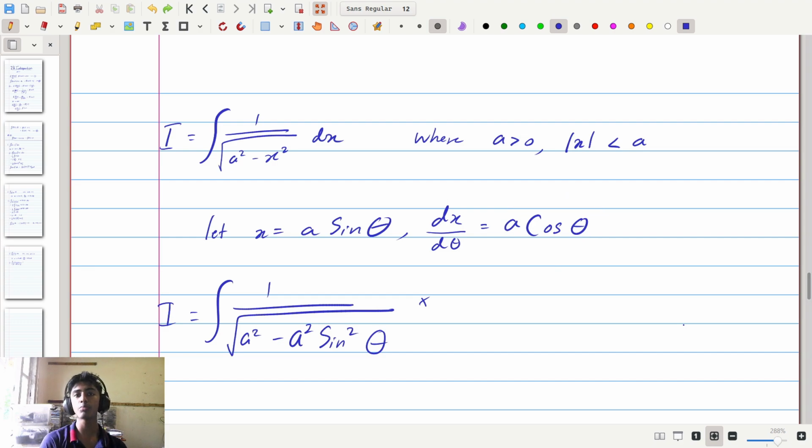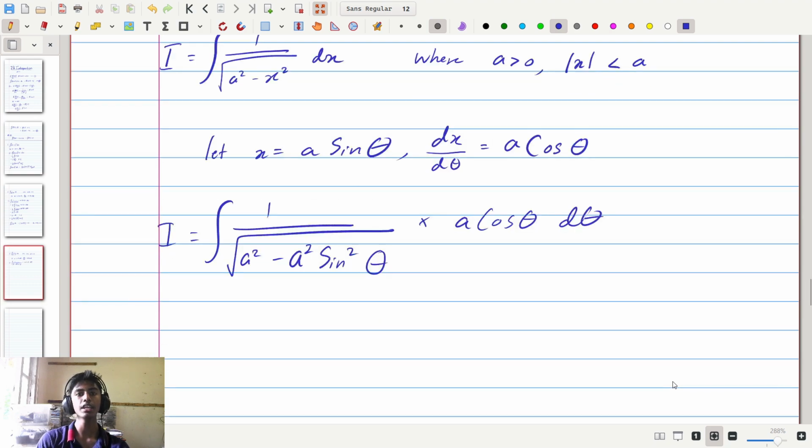So for a small change dx, the corresponding change d theta times a times the cosine of theta is equal to that value. As in, if we take this to the other side, dx change is equal to a cosine of theta times d theta change. So therefore, we can replace dx by a cosine of theta d theta. So then, this right here is the integral that we need to end up evaluating.